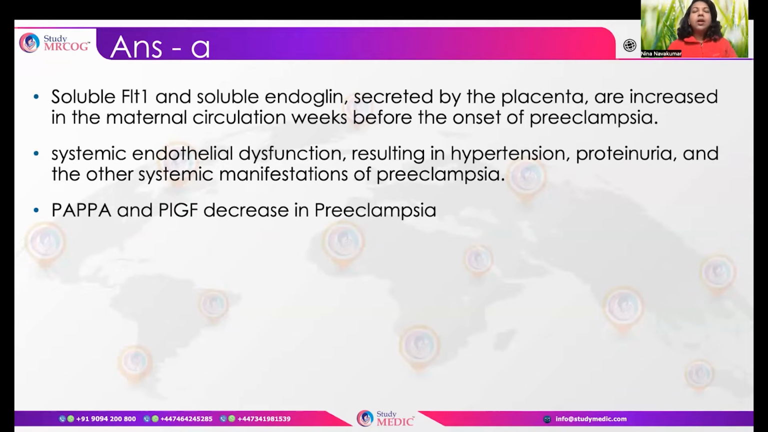While the other factors, like the angiogenic factors, like the placental growth factor and the VEGF and PAPP-A, PP13, all these factors will decrease in preeclampsia.